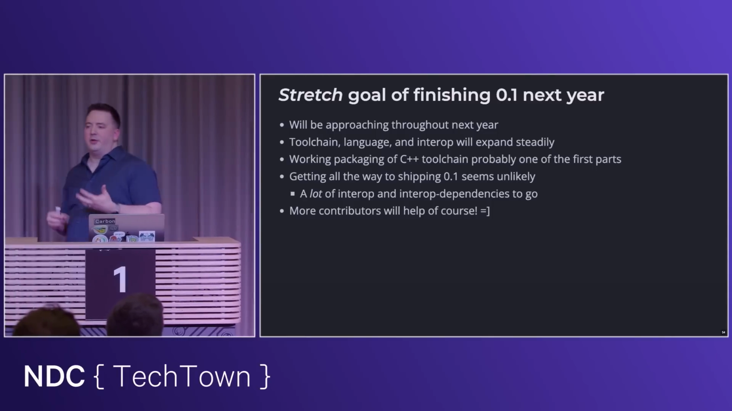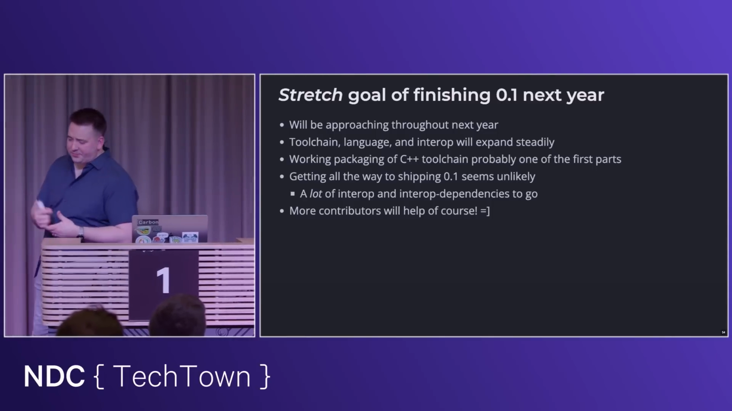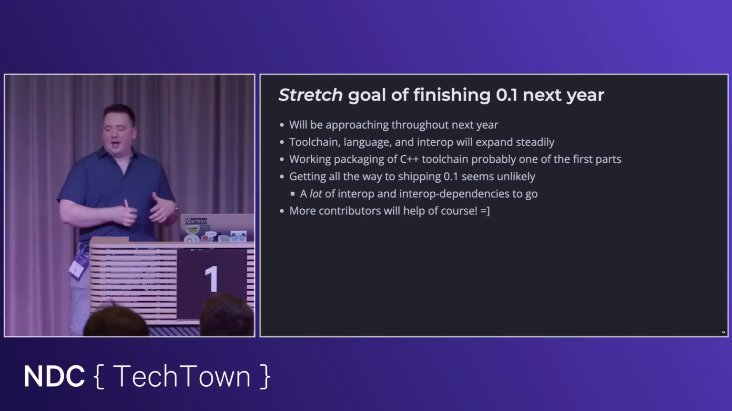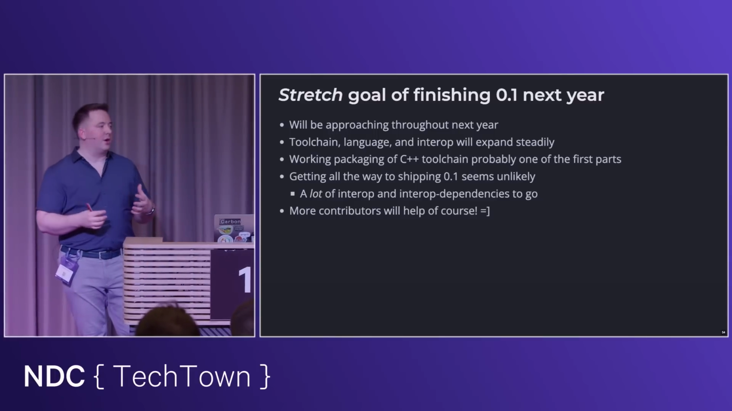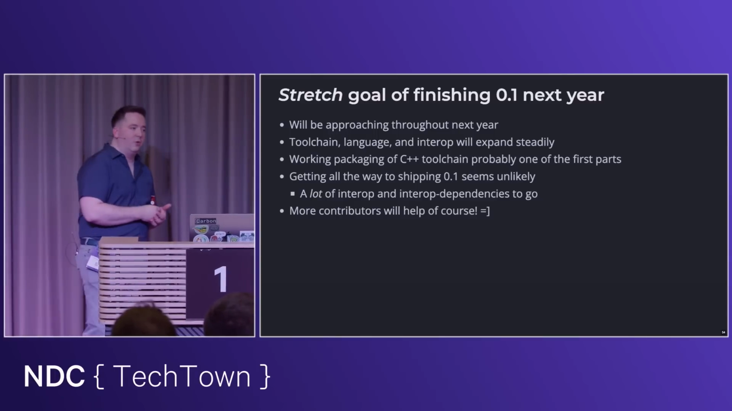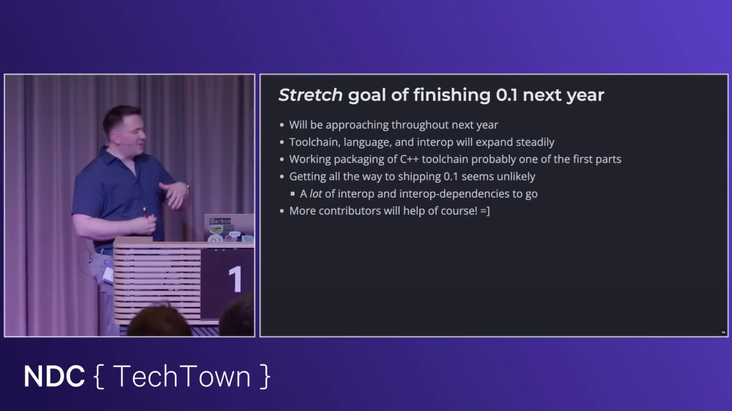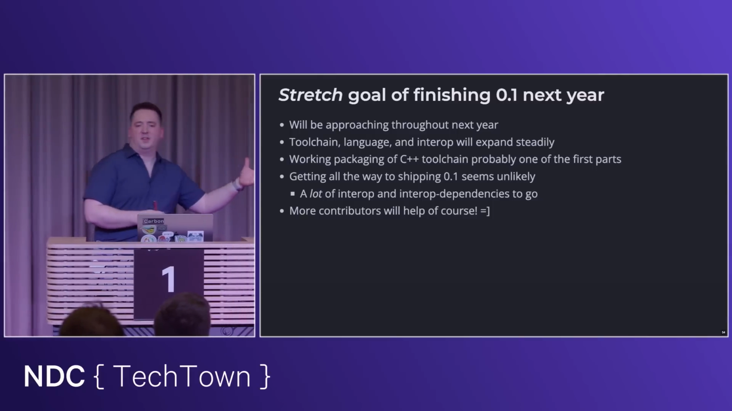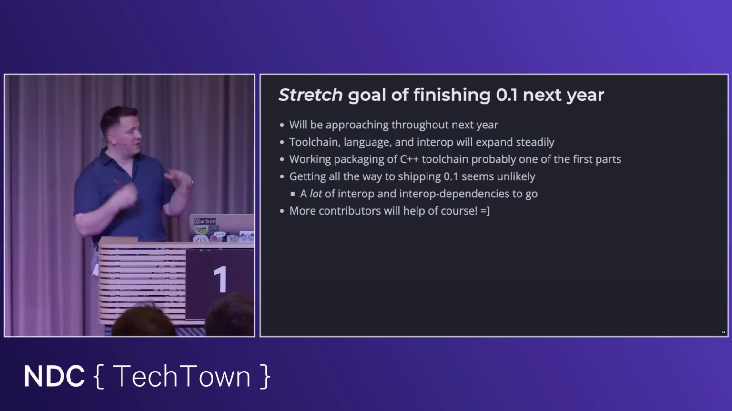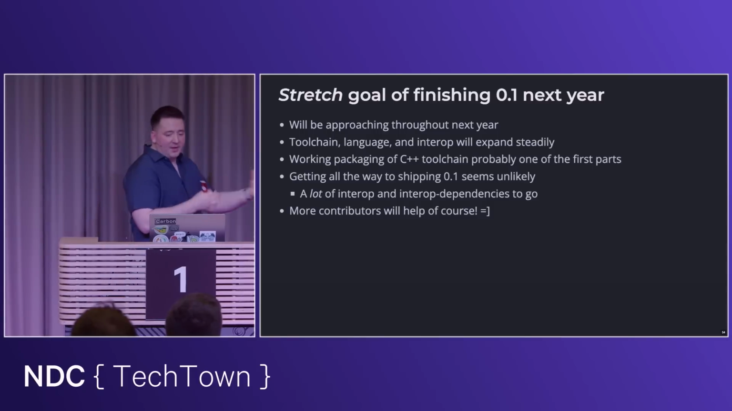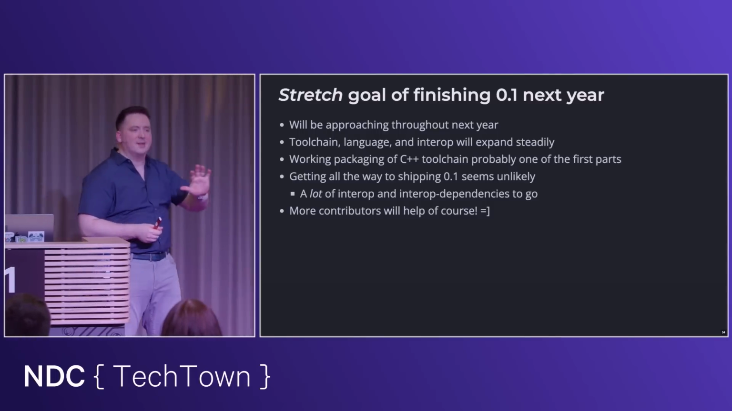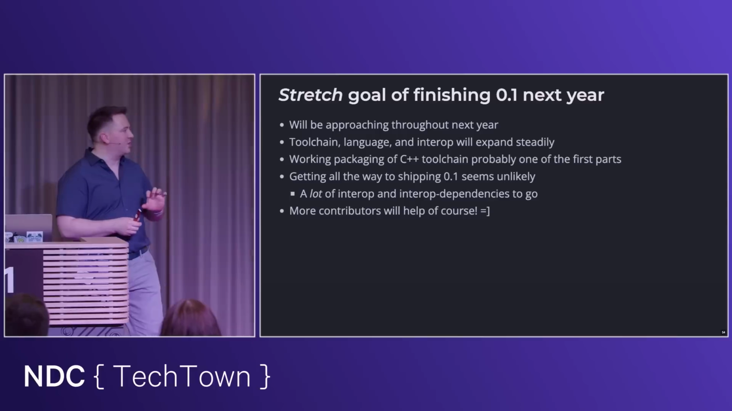So we have a stretch goal of finishing 0.1 next year. We're really going to be closing in, I think, throughout next year. The toolchain, the language, and the interop support you're going to see in Carbon are going to be very steadily expanding over the course of the next year. I think probably packaging up the C++ toolchain and making that package available is one of the first things that's going to land relatively earlier in the year. But getting all the way to 0.1, I think, is a bit unlikely. It's a bit of a stretch goal.